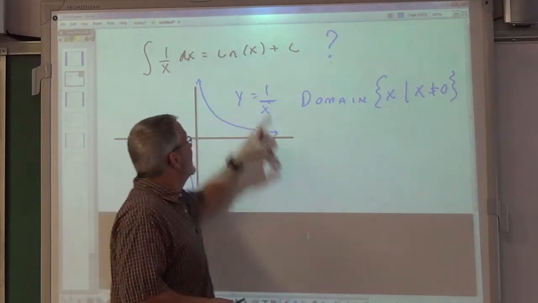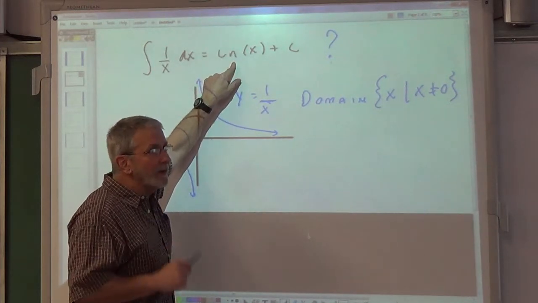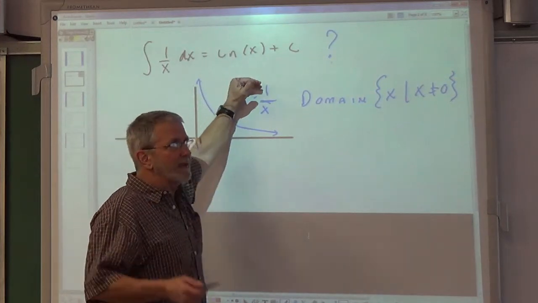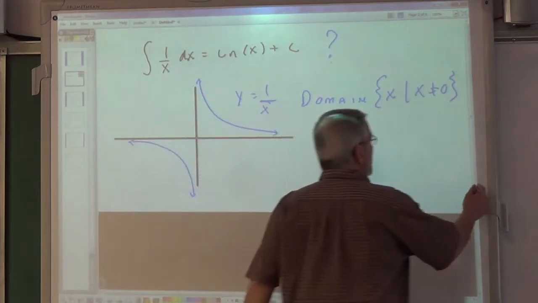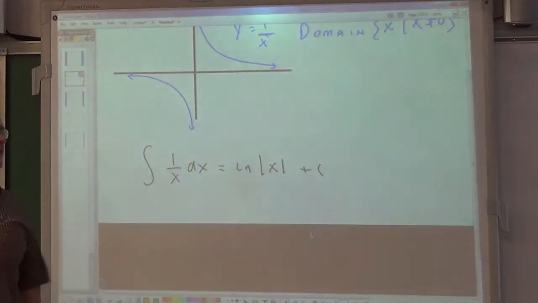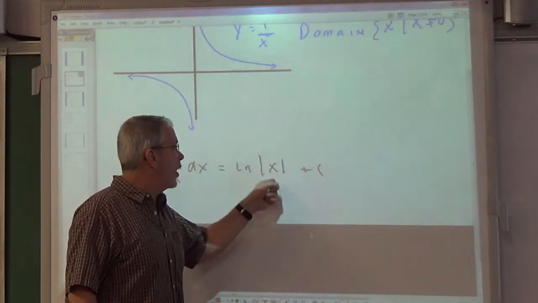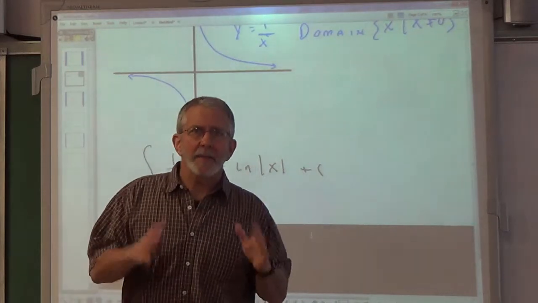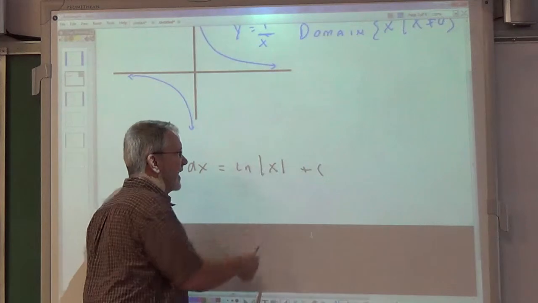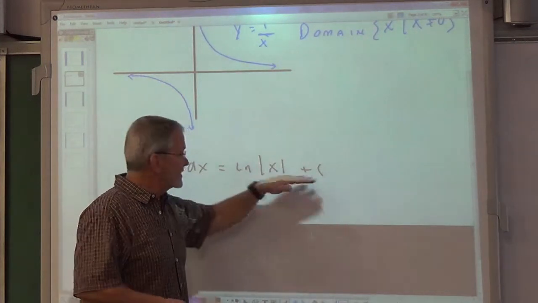If that's the case, how can this be true? Because that is only defined when x is greater than 0. So this can't be completely true. The way we handle that is very simple. Bam! We let the antiderivative of 1 over x simply be ln of the absolute value of x. Now I'm always taking the ln of a positive number, and that's the story. If x is negative 5, ln of absolute value of negative 5 is ln of 5. So this is the way I handle this.